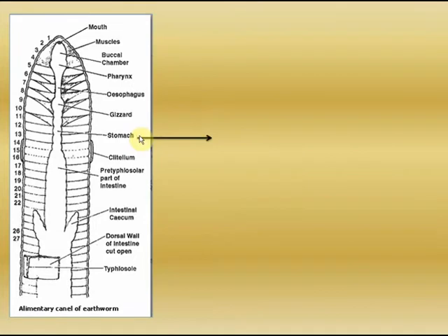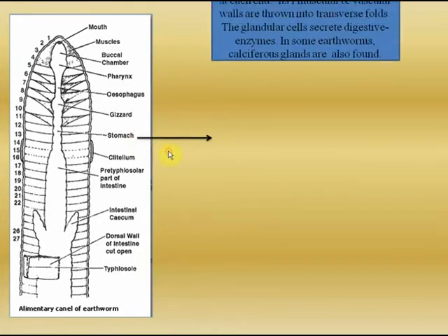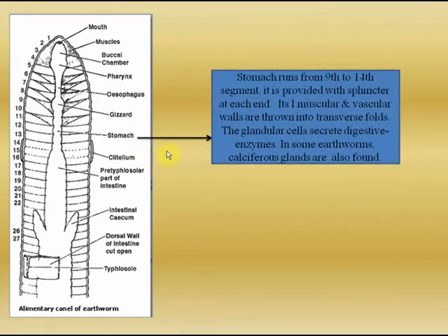Next one is stomach. It extends between 9th and 14th segment with sphincter at either end for temporary storage of food. The wall contains two types of glands: calcareous for neutralizing acidity and digestive for secreting proteolytic enzymes.